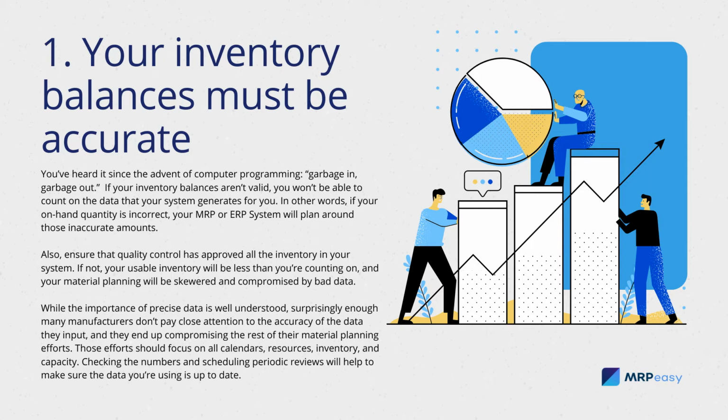If not, your usable inventory will be less than you're counting on, and your material planning will be skewed and compromised by bad data. While the importance of precise data is well understood, surprisingly enough, many manufacturers don't pay close attention to the accuracy of the data they input, and they end up compromising the rest of their material planning efforts. Those efforts should focus on all calendars, resources, inventory, and capacity. Checking the numbers and scheduling periodic reviews will help to make sure the data you're using is up to date.